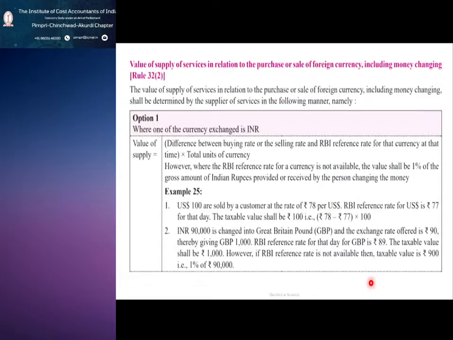Now we'll go one by one with section 32, the value of supply of services, that is, purchase or sale of foreign currency, including money changing, rule 32. Suppose we travel abroad and exchange our currency to USD, or a person coming here wants to exchange USD to INR, that is cross currency. In that scenario, how will you calculate the transaction value of supply?